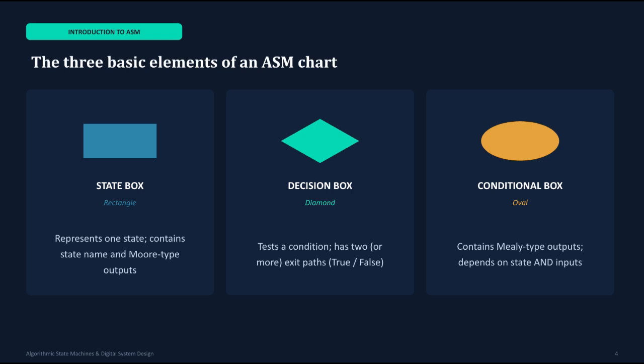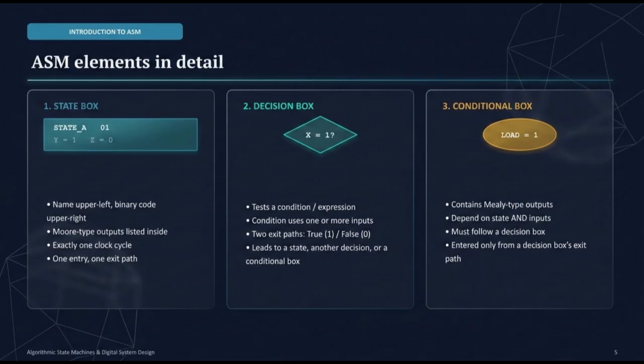Let's slow down and look at each of these three elements individually, because the rules governing them matter a lot once we start deriving hardware. Starting with the state box. It represents one state, with the state name in the upper left corner and, once you've assigned binary codes, the code itself in the upper right corner. Moore type outputs are listed inside the box, and critically, a state box takes exactly one clock cycle to complete, with exactly one entry path and one exit path.